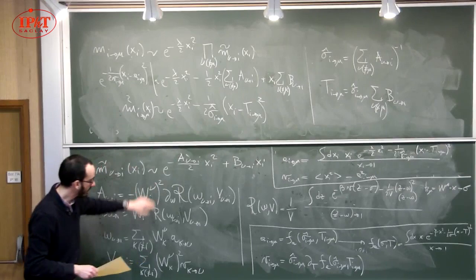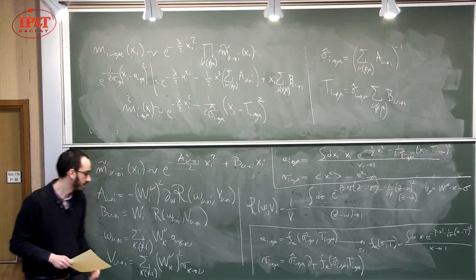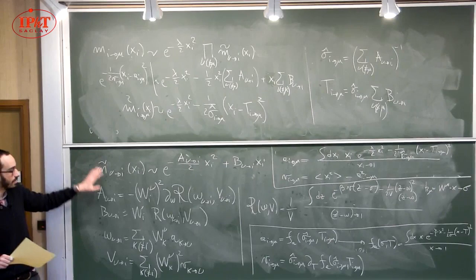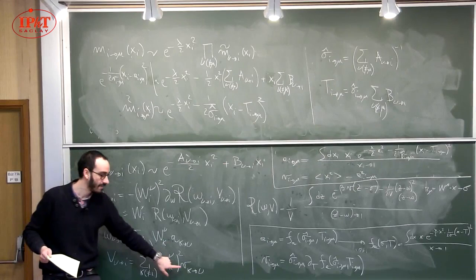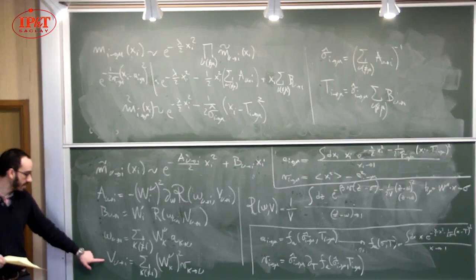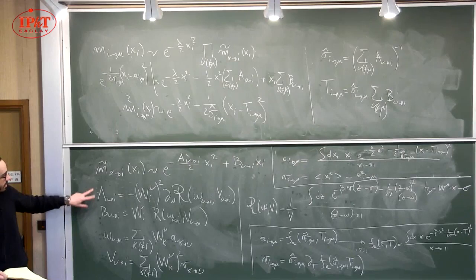So we started from small A and small V. Okay? So let's assume that we solve this equation in the following way. We throw in some way the initial values of A and V. Then we compute omega and big V. Okay, at the next step, then we compute the big A and big B using this expression.